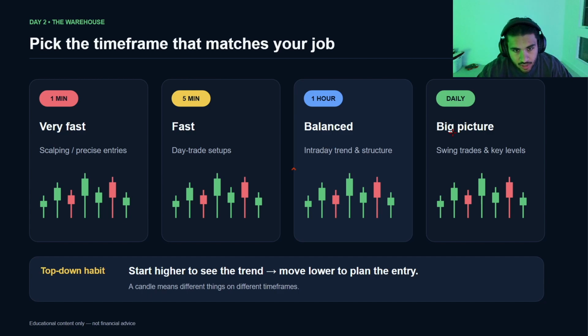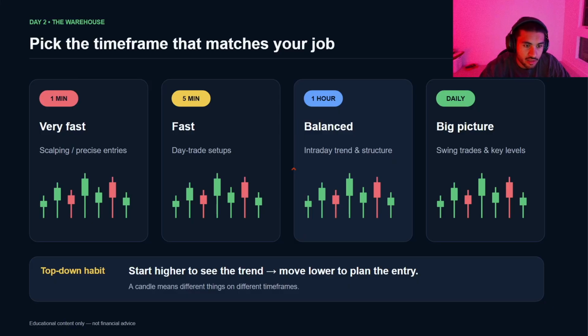So let's start off with the daily. I'm going to go from largest to smallest time frame. Daily is the big picture. We use this on a daily basis to see our bias on which way the market is going to move, where our draws on liquidity are, where we think the market's going to move for that day. We use the 1 hour for intraday trend and structure, so we see whether the market's in an uptrend or downtrend, which way the market's playing out for that day.